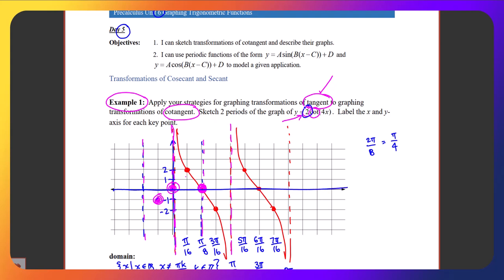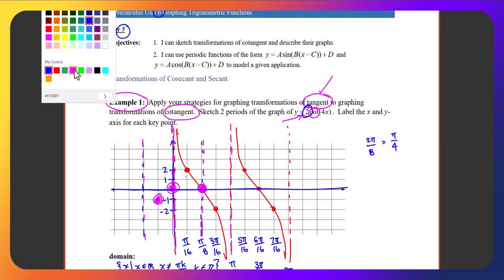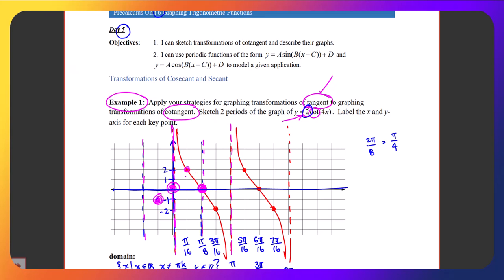apply this 2 and stretch the graph up to here and down to here. And the next period, same thing. And so here is our cotangent graph. It's 0 when tangent was undefined. It's undefined when tangent was 0. And then when tangent is 1, cotangent is 1. And when tangent is -1, cotangent is -1. And here is our second period.